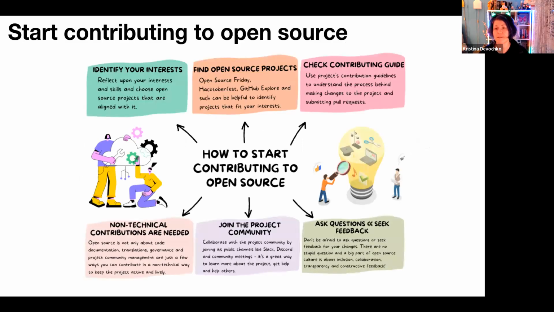There are a few steps that can be taken if you consider starting to contribute to the open source community as a whole. The TAG is just a small part of a larger, broader open source community, and there are tons of projects out there, so it can be a bit overwhelming. How can you start considering contributing to open source? I think the most important place to start is to reflect upon your own interests, upon what you're working with, what you are personally interested in.